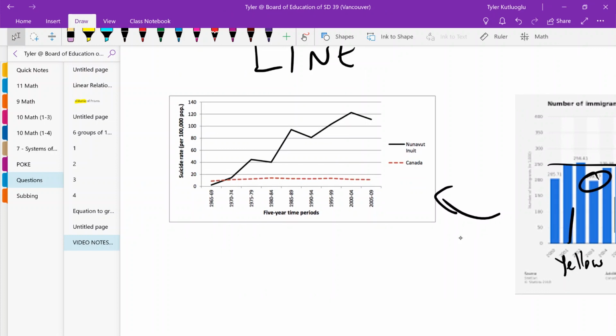The line graph is good because you can see patterns over time. So you say, oh, look, it started really low and got really high. That's how it changed.